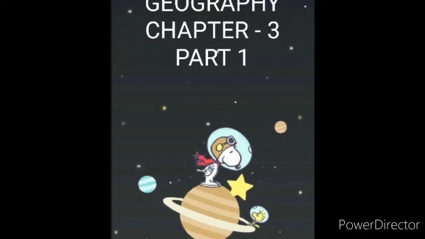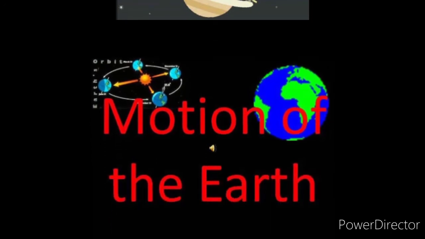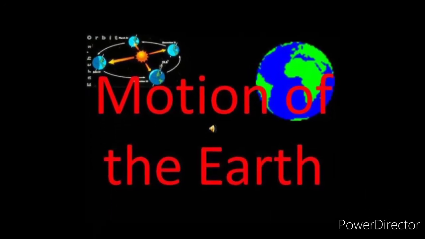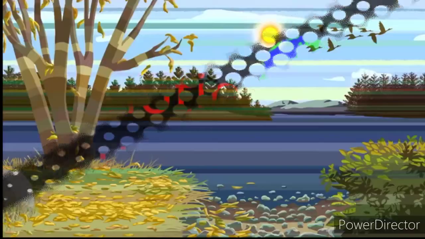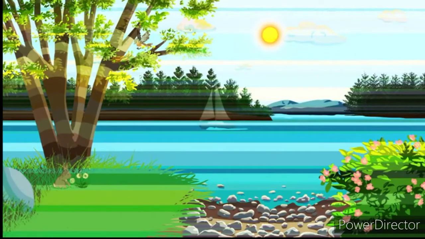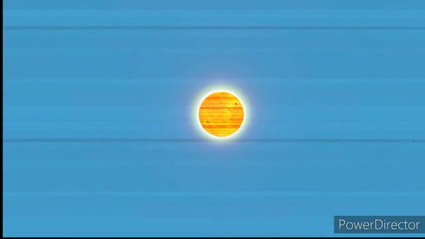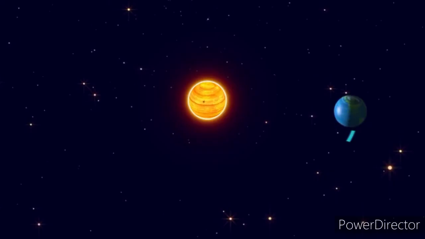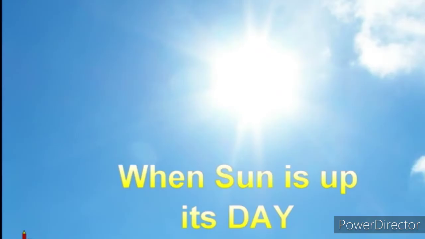This is the chapter of Geography, Chapter 3, Motions of the Earth. Children, in this chapter you will learn about the motions of the Earth. As you know, the sun is the source of light for the Earth. But sun is stationary. Stationary means fixed or unmoving. The sun rotates or spins on its own axis, but it doesn't move from one place to another.